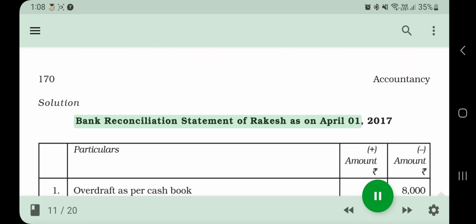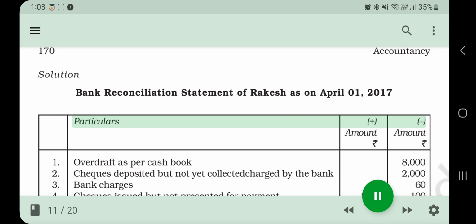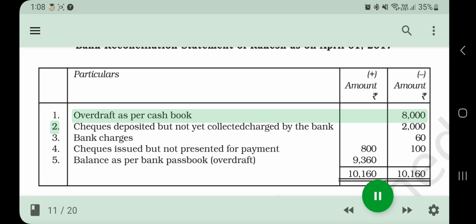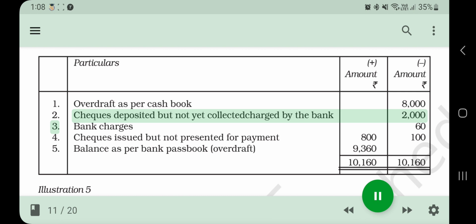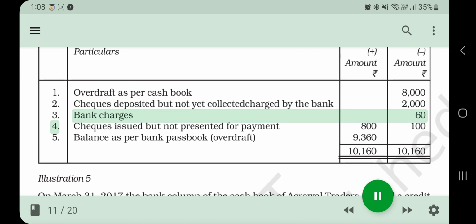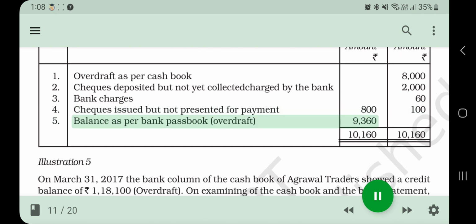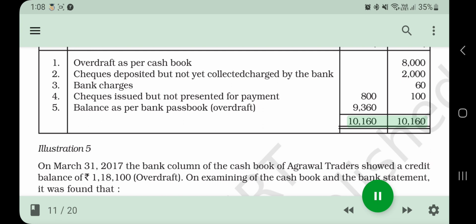Solution. Bank reconciliation statement of Rakesh as on March 31, 2017. Particulars, plus, amount. 1. Overdraft as per cash book 8,000. Checks deposited but not yet collected by the bank 2,000. Bank charges 60 and 100. Checks issued but not presented for payment 800. Balance as per bank passbook, overdraft, 9,360. Total 10,160. 10,160.